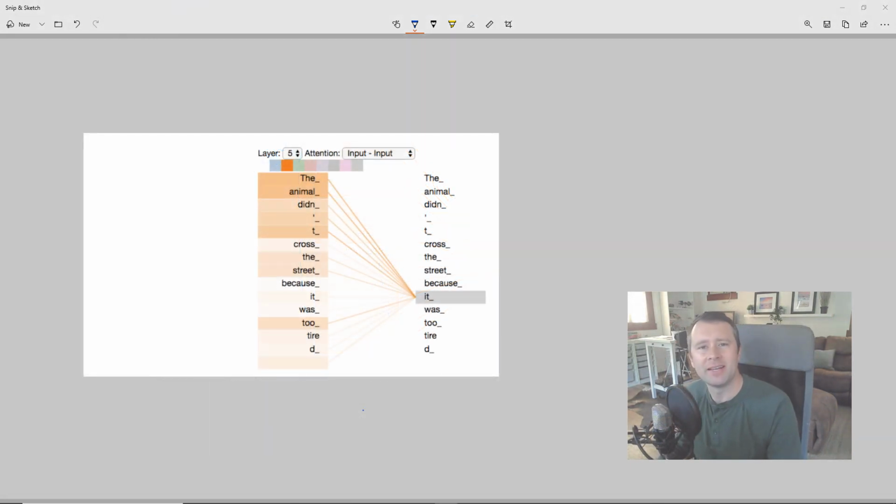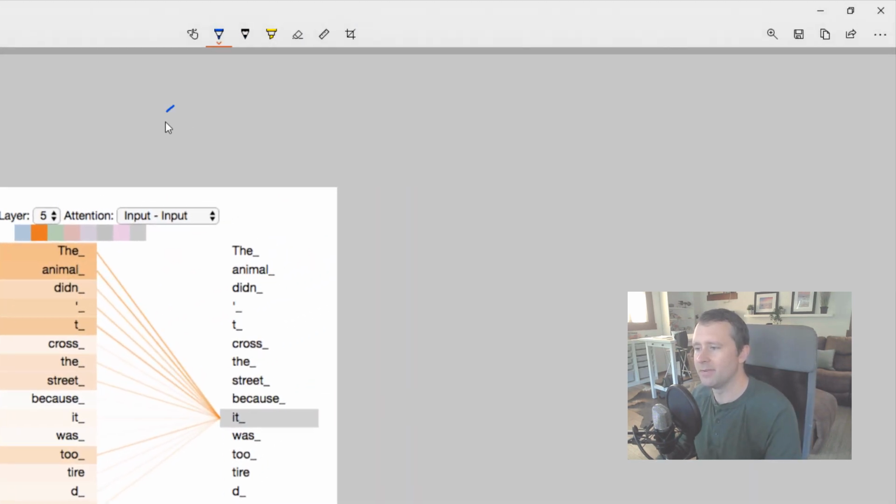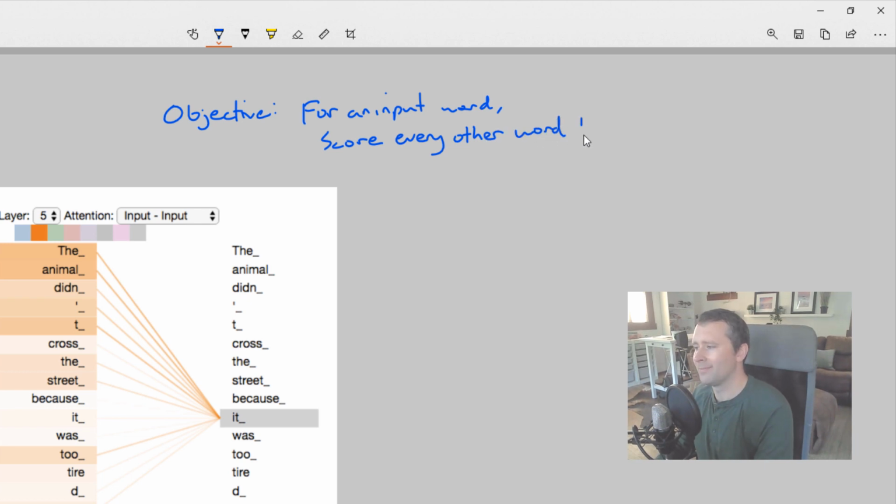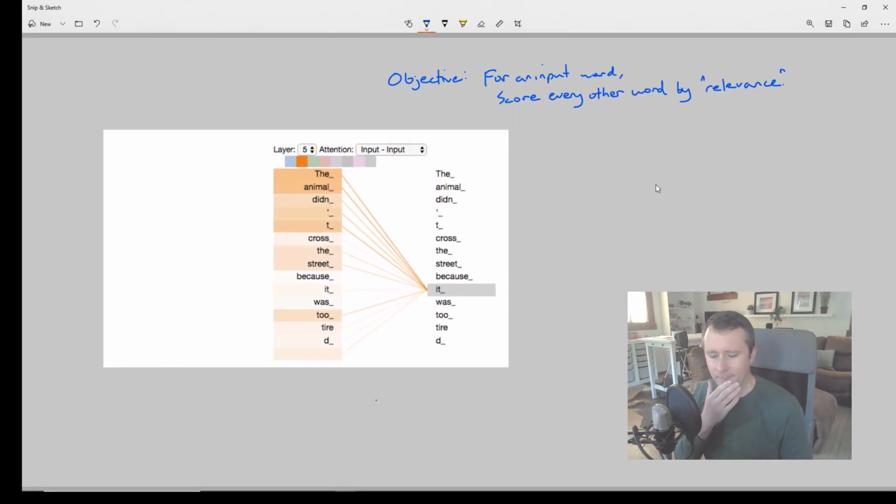I found it to be an interesting thought experiment to try implementing the self-attention model ourselves, or designing it basically based on what we currently know. So we know that the objective of this function is, for a given input word, to score every other word by relevance or something. Okay, so how might we do that?